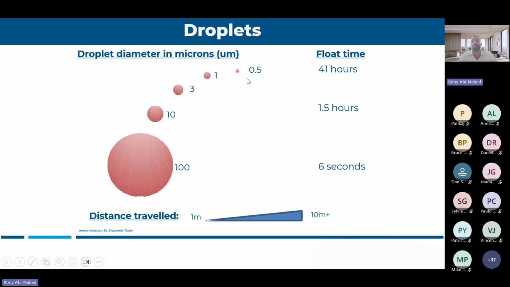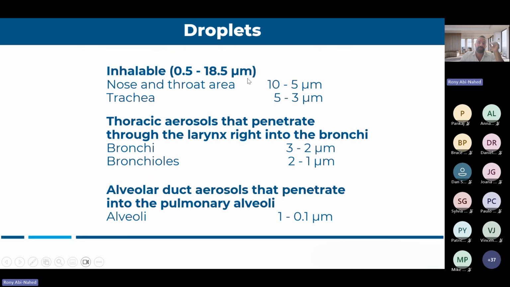So instead of being half microns, it will go up to 100 microns. And by being bigger, it's heavier. So now it can drop on the ground in 6 seconds instead of floating for 41 hours. And since it's bigger now, it's way harder to infiltrate someone else's body through the nose or the throat or the ears.